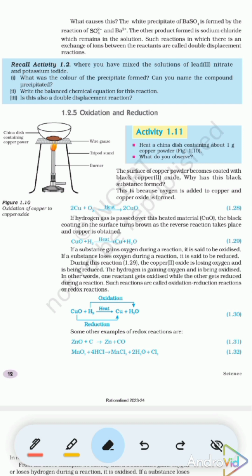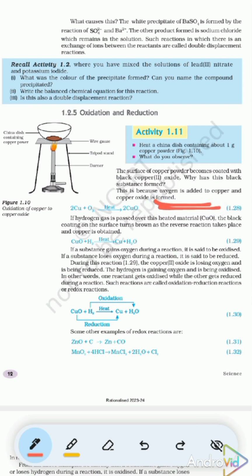Activity 1.11. Heat a china dish containing about 1 gram of copper powder as given in figure 1.10. What do you observe? When the copper powder is placed in a china dish and heated, copper oxide is formed. This is because oxygen is always present while burning, right? So this is because oxygen is added to copper.